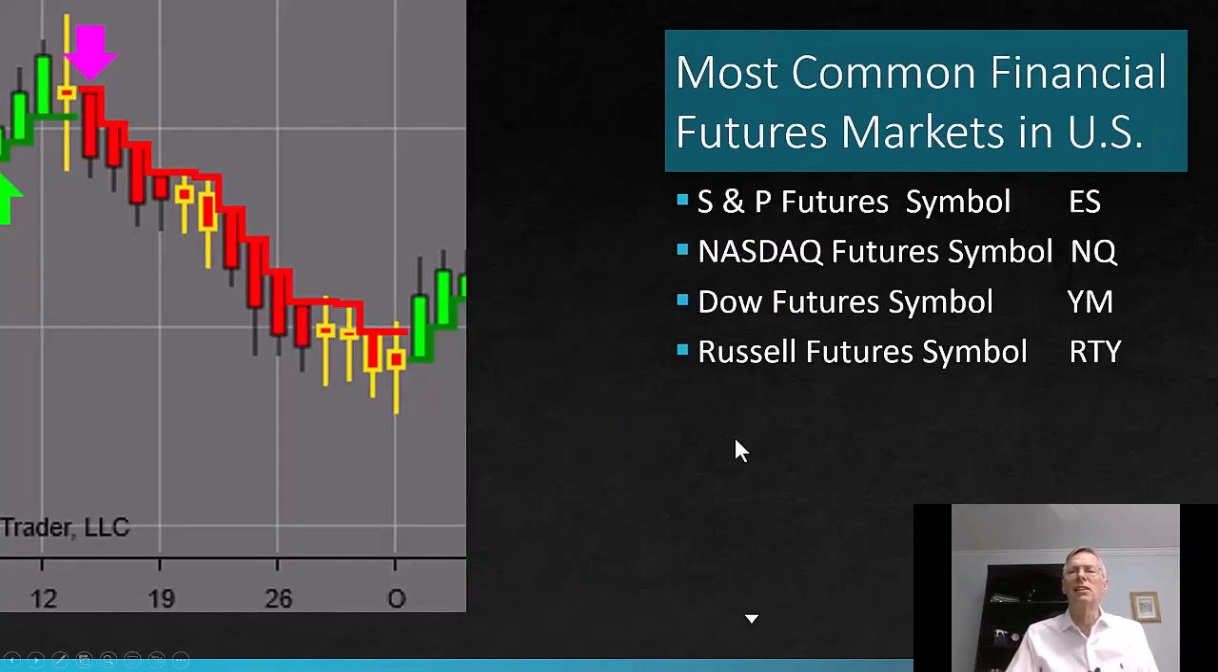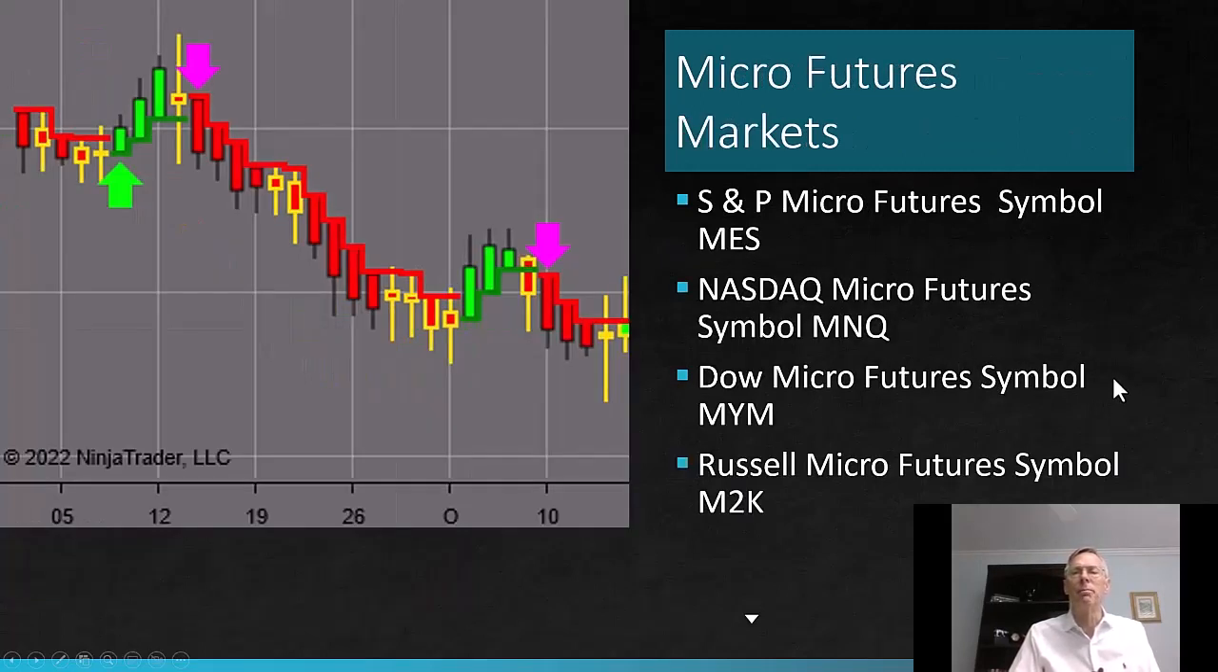All right, so here in the United States, the most common financial futures markets are listed here. The S&P futures, along with the symbol. Each one of these futures contracts has a symbol. The symbol for the S&P futures contract is the ES. Symbol for the NASDAQ is the NQ. Symbol for the Dow is the YM. And the symbol for the Russell is the RTY.